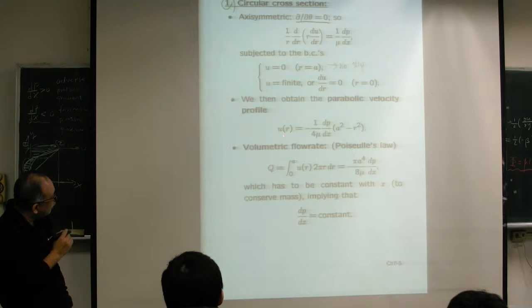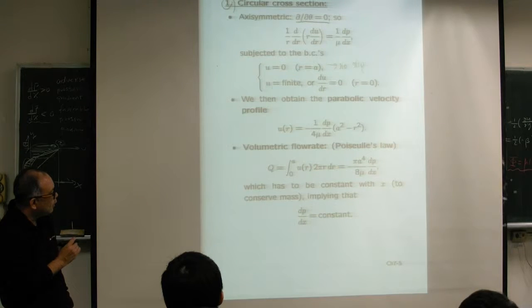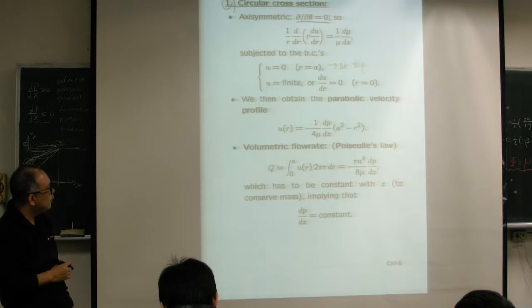Then we can integrate this u(r) with area. The area element is 2 pi r dr. From calculus, you know 2 pi r dr is a small area, and this is the area we have, times this velocity to get the flow rate. We integrate from 0 to r equal to a, so it will give you this. Integrate r, and you will get this constant. So Q is a constant, so dp dx is a constant.